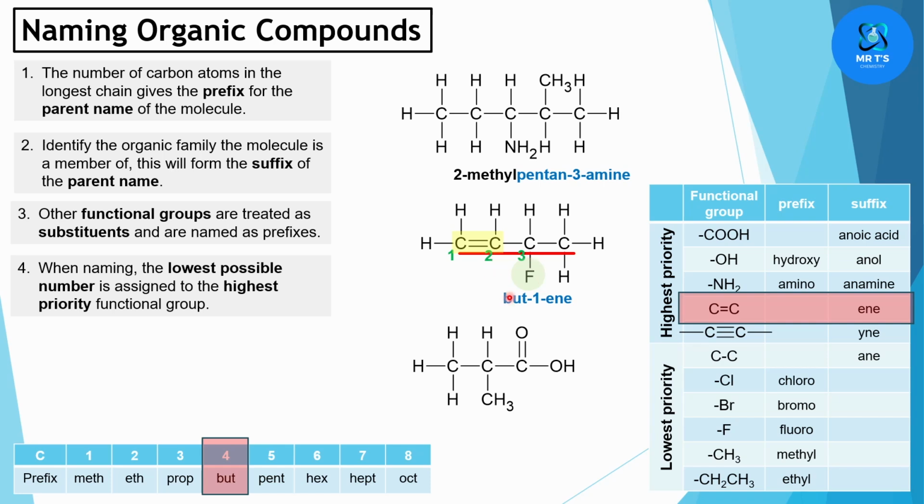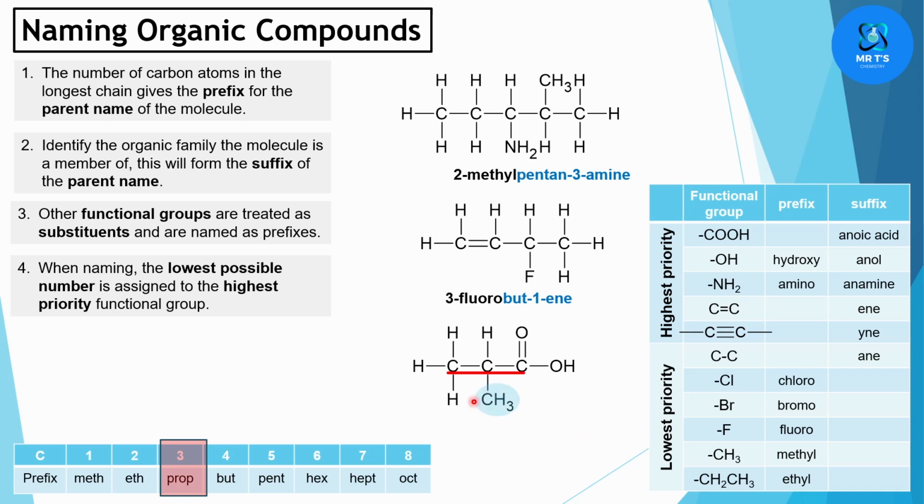Now I also have to name the fluorine group here, and we remember that it has the prefix fluoro. It's coming off the 3rd carbon, so this is going to be 3-fluorobut-1-ene. Okay, the last molecule here has one substituent and 1 functional group on the end. Now we have 3 carbons in a row, so it's going to be prop.